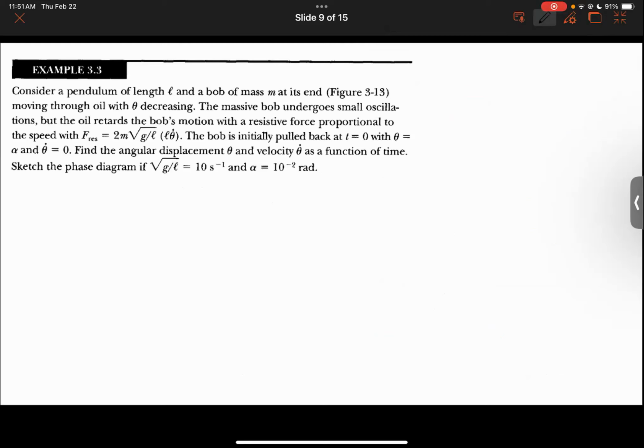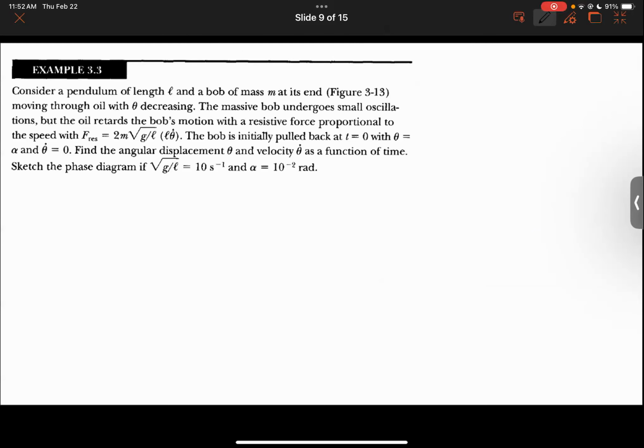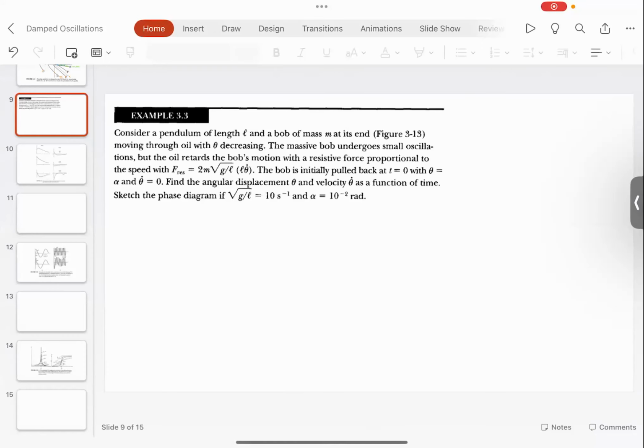Okay. So let's consider a pendulum of length L and a bob of mass M at its end. Figure 3-13. Hindi ko pala nilagay yung figure. Oo nga, hindi ko nilagay yung figure. Let's see. I'll quickly show you yung figure lang na yun para lang may idea kayo.